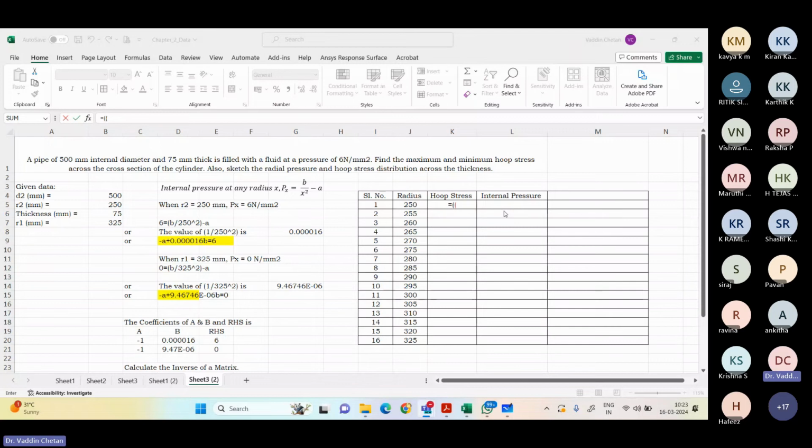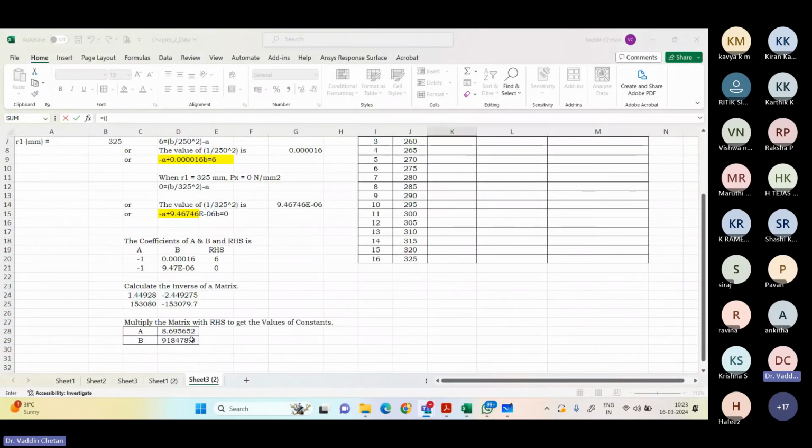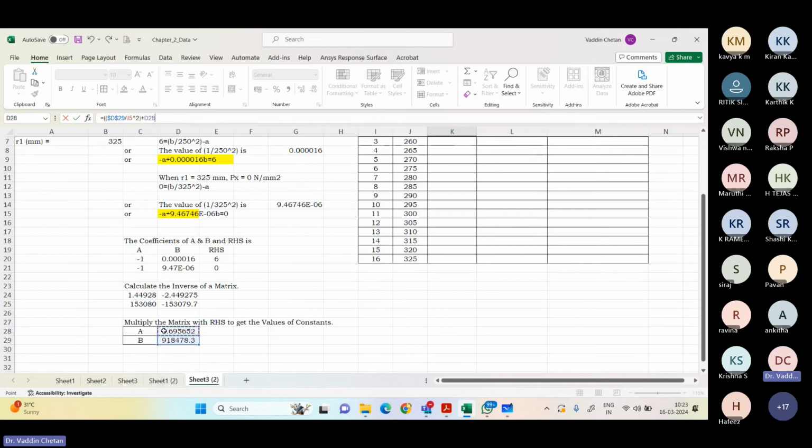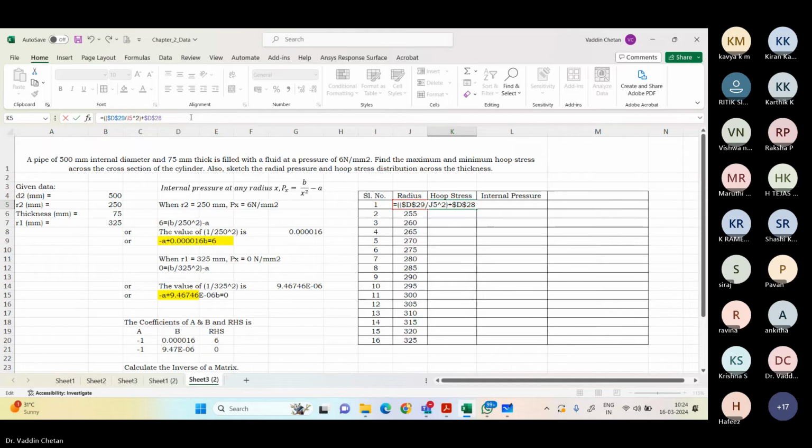Now that is B by x square plus A. That is B, this value. I should make it as an absolute, right? B divided by x square. X is this, that is R. I will close that entity. That is B by x square plus A, again plus A. Again, I should make this as an absolute entity. I will close this.